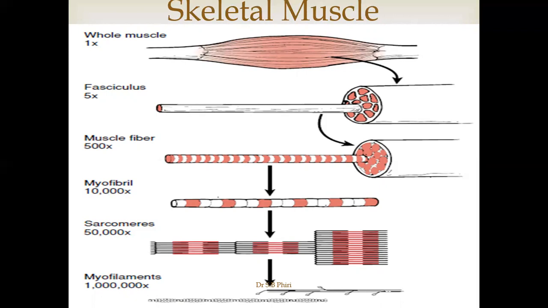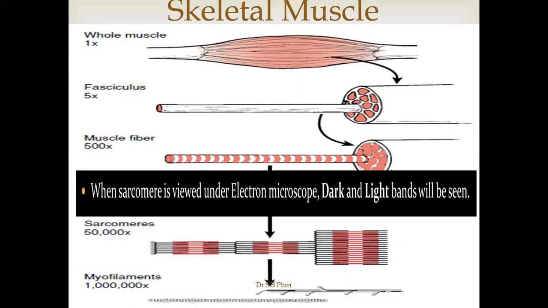The smallest unit of the muscle is a sarcomere. A sarcomere is composed of myofilaments, the thin filament and the thick filament. An example of a thick filament is myosin. The thin filament is actin, tropomyosin, and troponin complex. When a sarcomere is viewed under an electron microscope, you're going to see dark and light bands. Why are you seeing the dark and light bands? It is because of the special arrangement of the myofilaments.